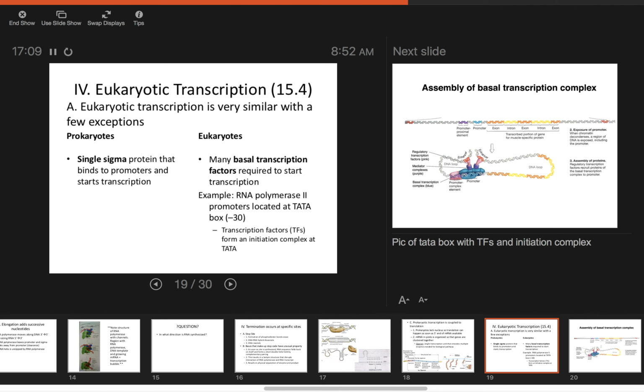Another difference is that the RNA polymerases are a little bit different. They recognize different sites. So RNA polymerase II promoters are located at a -30 box. Eukaryotes also have transcription factors.